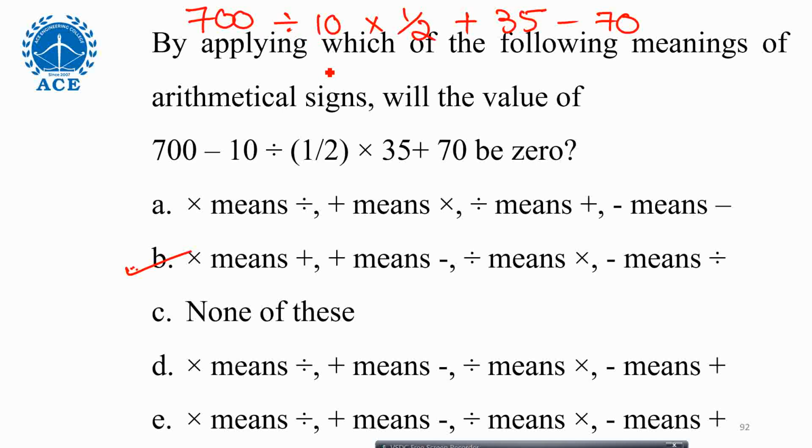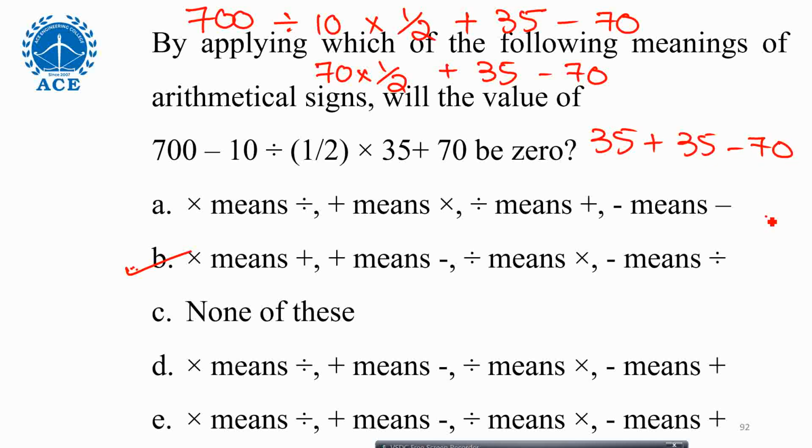70 divided by 10, we got 7. 7 then multiply with 1 by 2 will give 35. So 35 plus 35 minus 70 will obviously give 0. So option B is recommended. We have to go with option B.